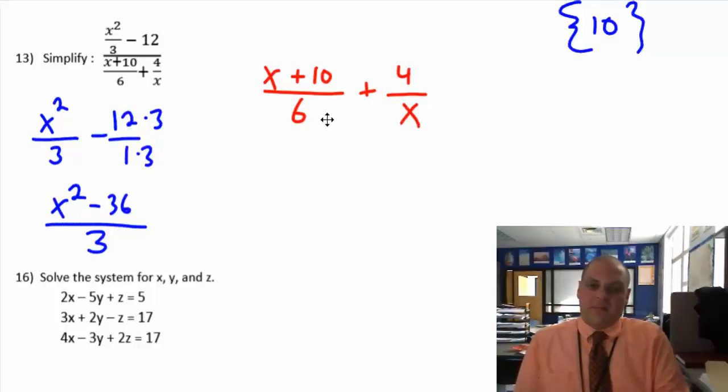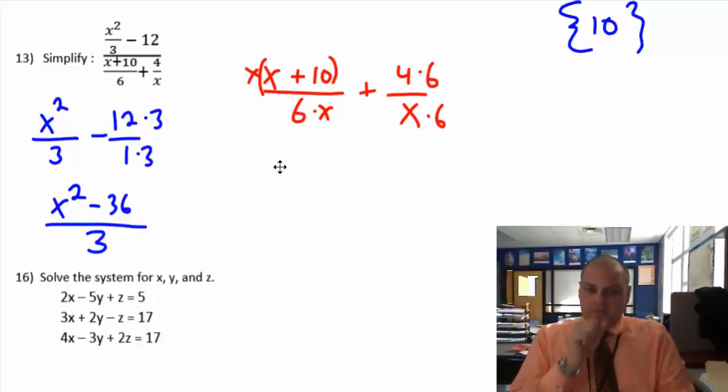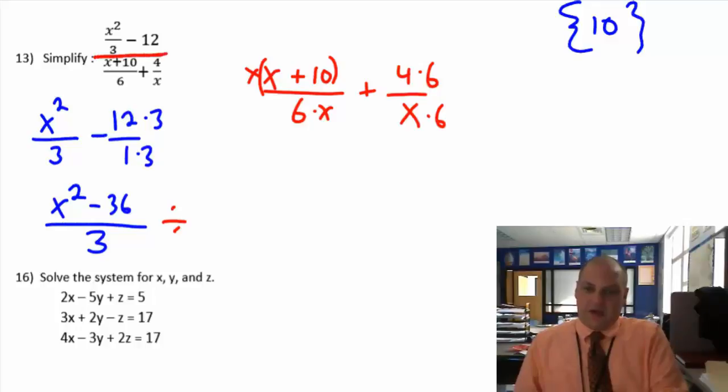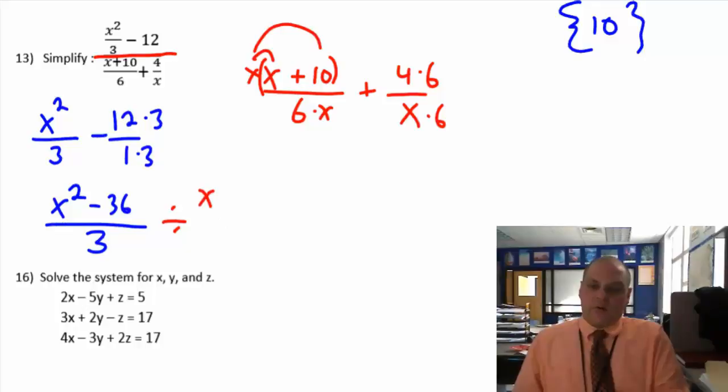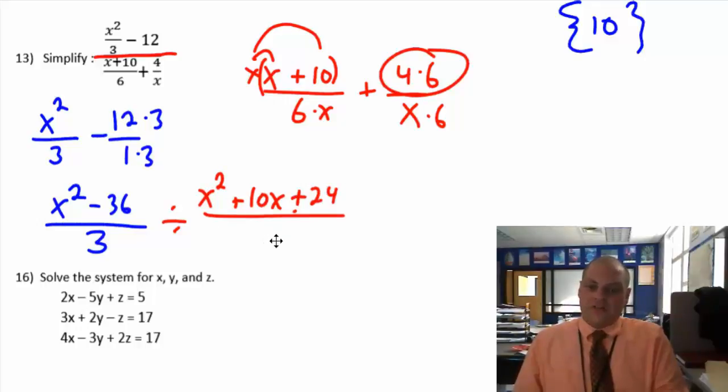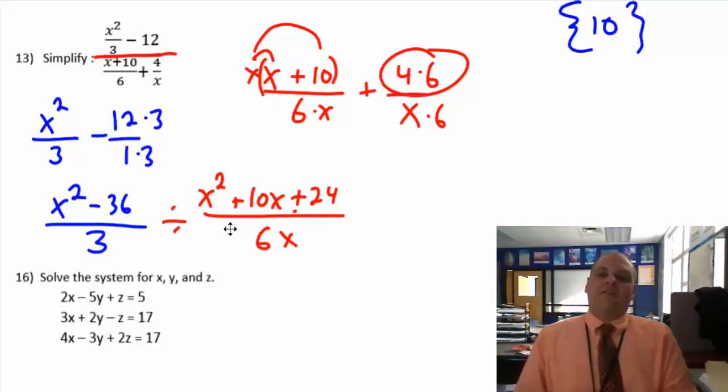Plus, okay, now the common denominator here is going to be 6x. So times x times x times 6 times 6. So here, and again, this is divided by. I'm going to distribute x squared plus 10x and then plus 24 over 6x. So now I'm ready to divide.